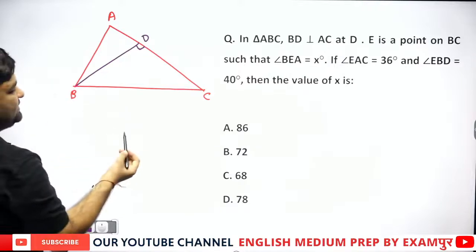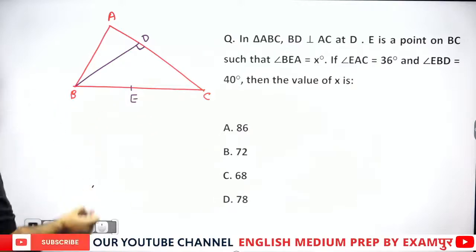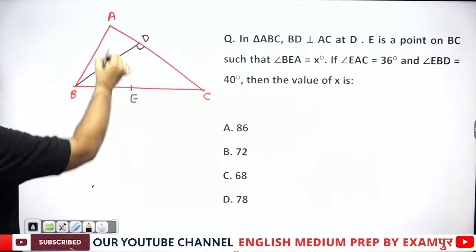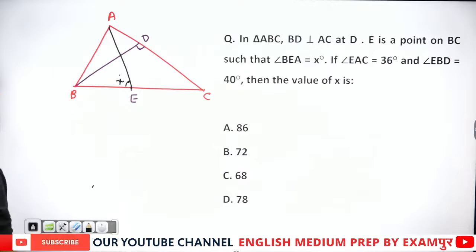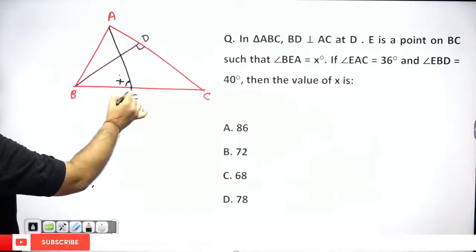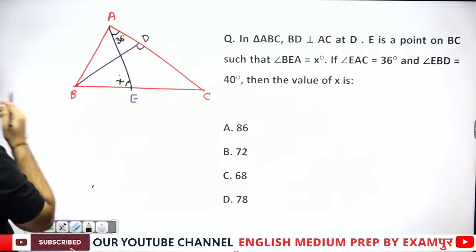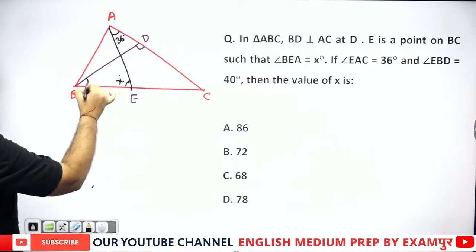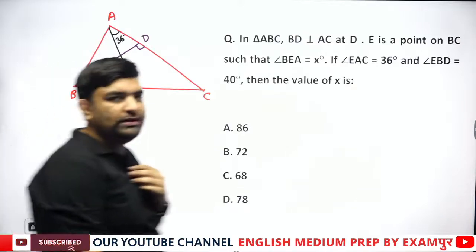E is a point on BC such that angle BEA is equal to x. Very good. Keep it up. Angle EAC is known as 36. Angle EBD is known as 40. What is the value of x? You do it.